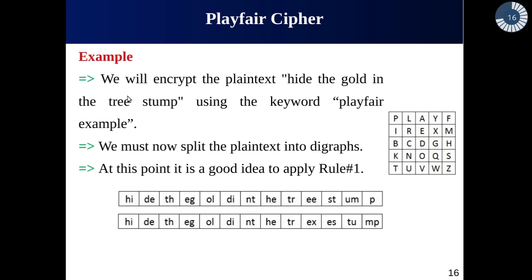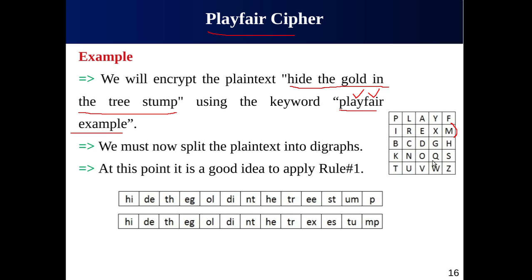Okay, let us see an example. We want to encrypt the plain text, hide the gold in the tree stump, by using the Playfair cipher. Two things are required: a keyword and a 5 by 5 matrix. So the keyword is Playfair example. First thing you need to do is to write this keyword in this matrix from left to right and from top to bottom, avoiding the duplicates. For example, A appears 2 times, you have to write it only once. And once you write the keyword Playfair example, which will end up to here, you have to fill the rest of the cells with the remaining characters.